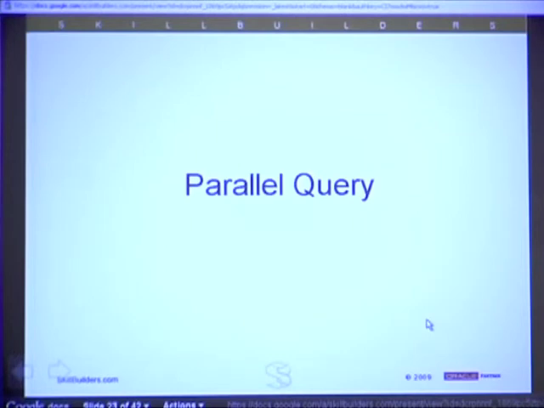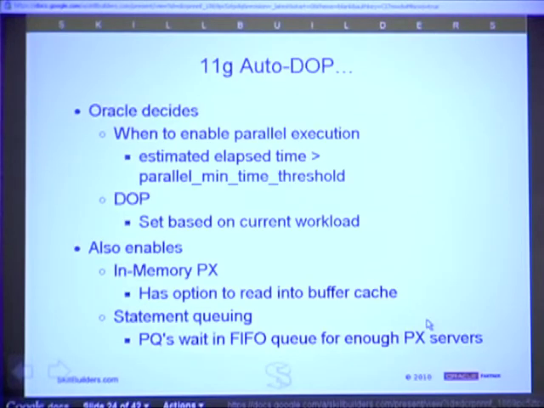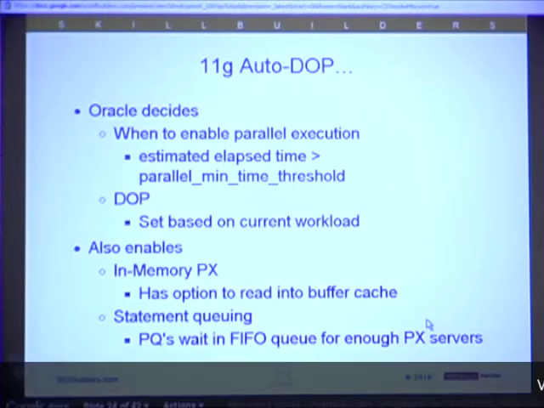A couple of changes to parallel query. The most notable is what Oracle is calling auto-DOP, or automatic degree of parallelization. I think it's really a misnomer because it's really automatic parallel query. And it's a step beyond multi-user adaptive parallel query, which in a sense has been, I guess, deprecated. So with auto-DOP, Oracle decides whether or not to turn on parallel query at all, and what the DOP should be, what the degree of parallelization should be.